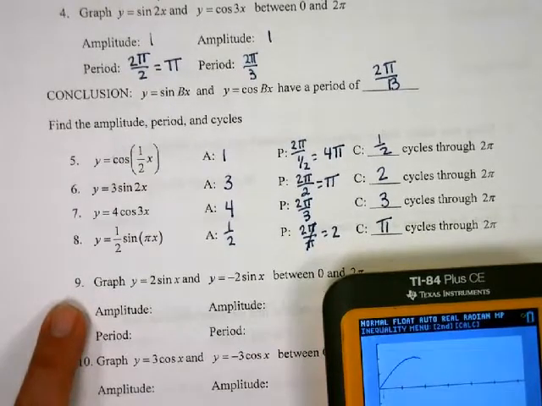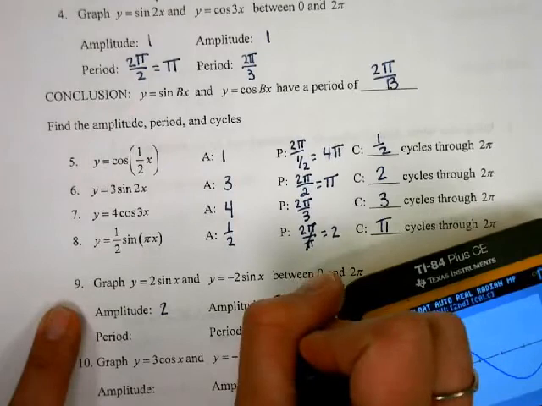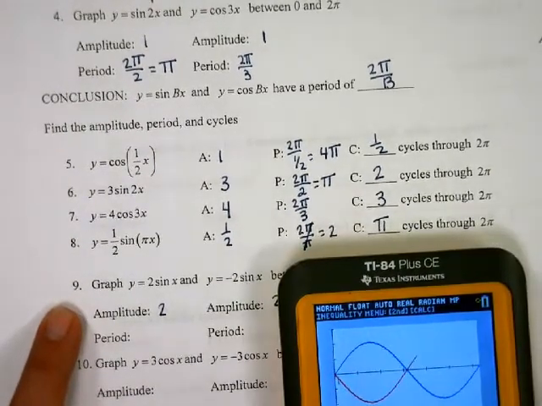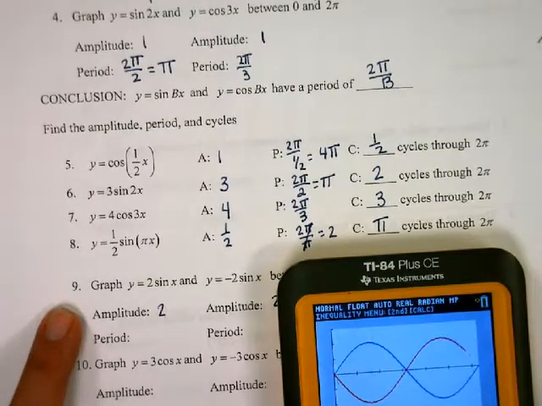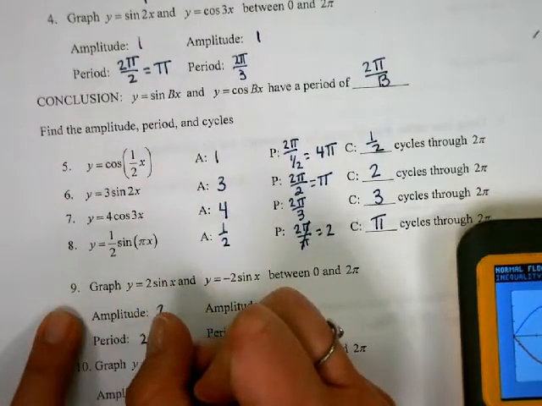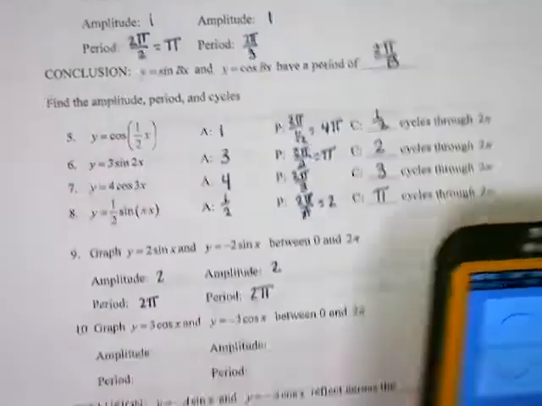Okay, so I know my amplitude's 2. We decided that negative doesn't change my amplitude. That negative just flips it across the x-axis. So my period is still 2 pi. I just graph it on the other side. Same thing if I did 3 times cosine.